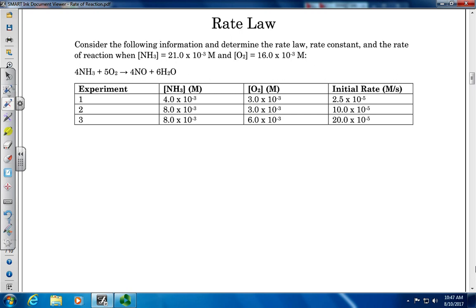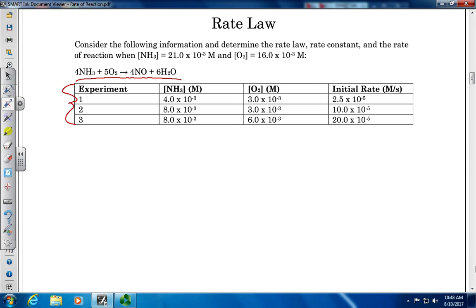rate laws. Specifically, how to deal with problems wherein you're given a series of experiments and it's asking for information based on those experiments and determining the rate law, the rate constant, and the rate of reaction under specific conditions. We have here our chemical equation right here. And we have our 3 experiments. Okay, and we're going to use that information to answer all the questions that are given in this example.